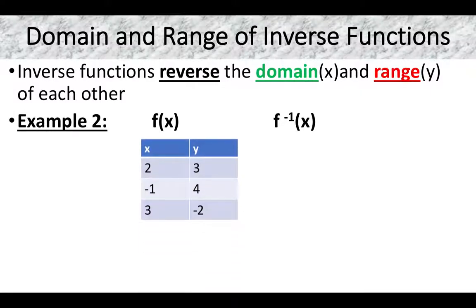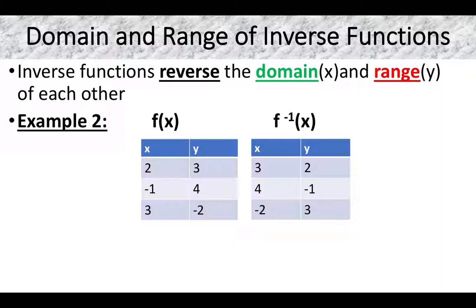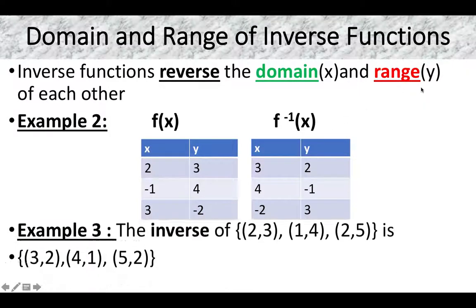For example, if I have a table that's f of x, let's say I have a table defined for some function f, my inverse table will just be swapping the x and y coordinates. Take a look at how my y now became my x for my inverse function right here. So if I gave you a table for a function, you should be able to tell me the inverse table.